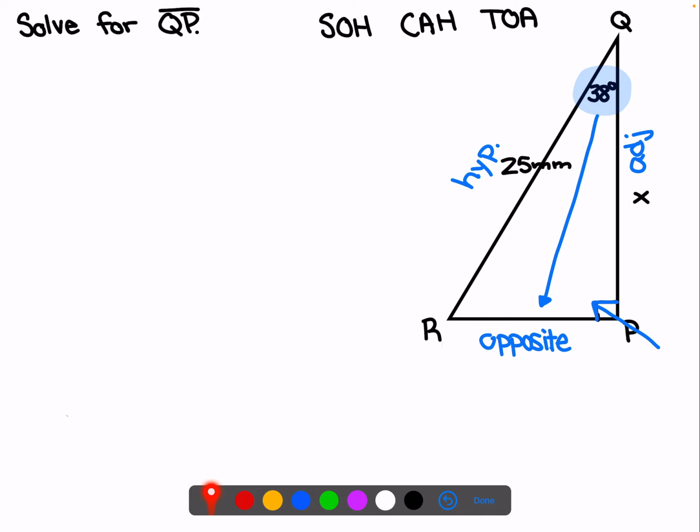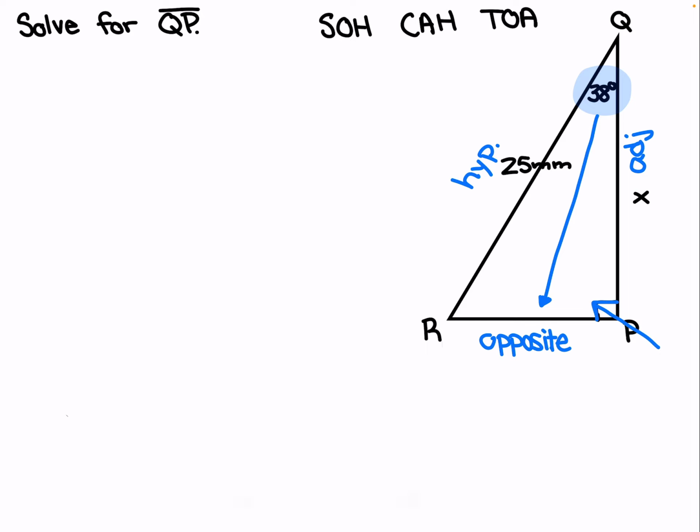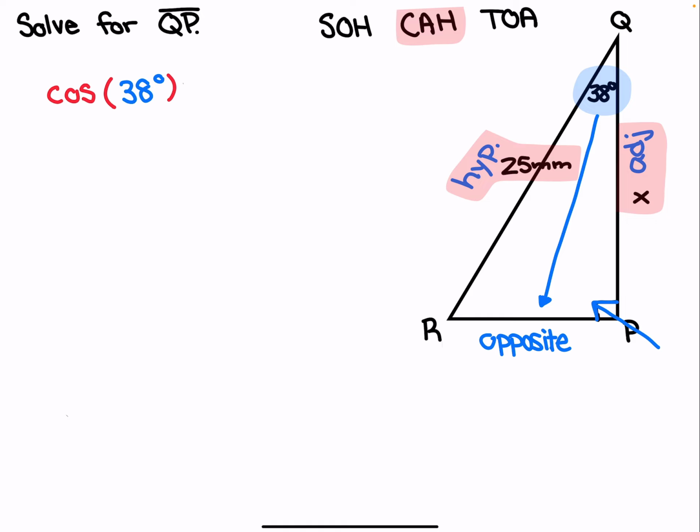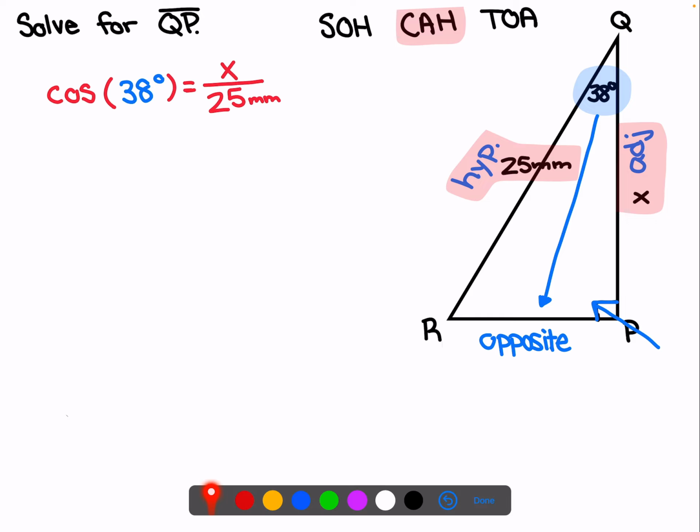Well, what do we have on the triangle to use? We have our adjacent as x, and our hypotenuse is 25. So we're going to use adjacent and hypotenuse, meaning that we're going to use cosine. So cosine is equal to adjacent over hypotenuse. Plugging everything into our trig function, we'll have cosine of 38 degrees equals adjacent, which is x, over hypotenuse, which is 25.